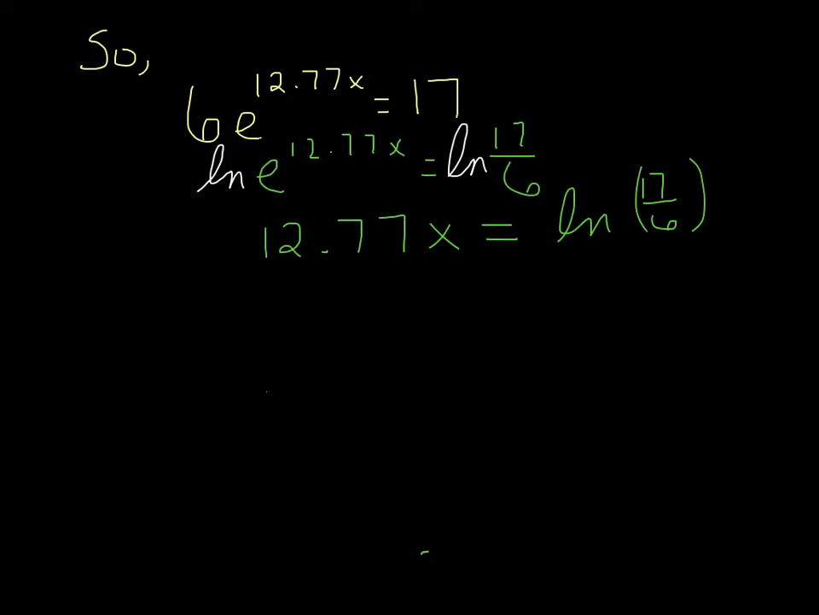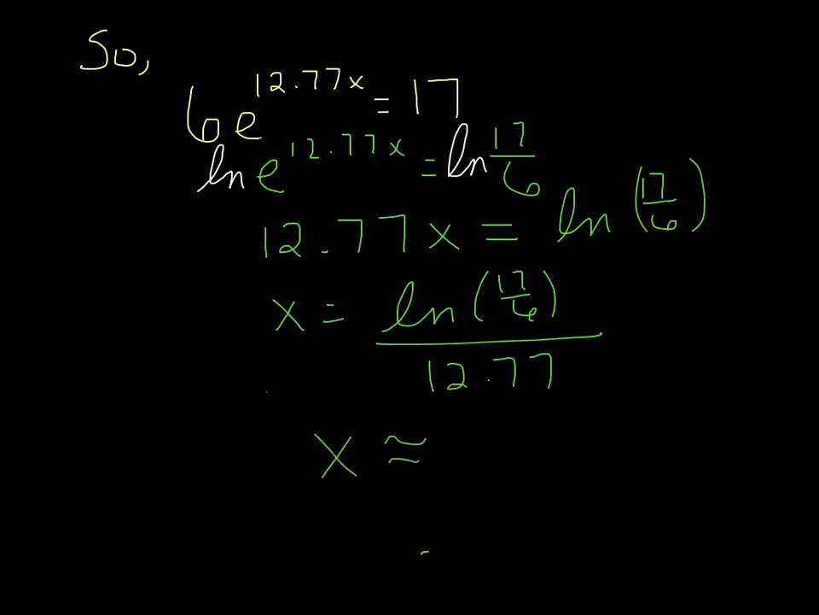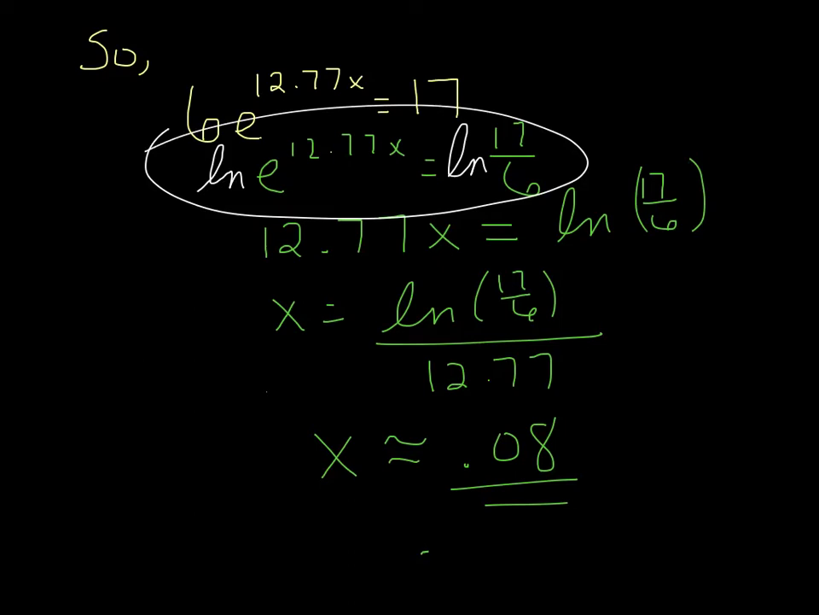So now all I have to do is isolate the x. To get x, I'm going to take the natural log of 17/6, and I'm going to divide whatever that value is by the 12.77. Okay? So when we do that, we'll be able to get our value of x. And x is approximately 0.08, which is the legal limit for blood alcohol and your DUI type situations. Okay? So you notice that when we have an exponential in the equation, we're going to use a logarithm to get rid of that exponential and give us something that we can plug into our calculator.